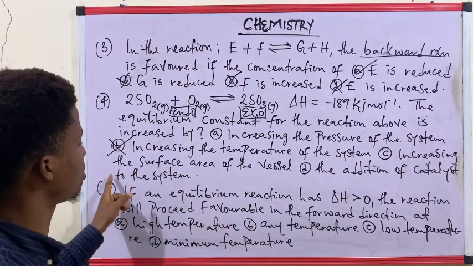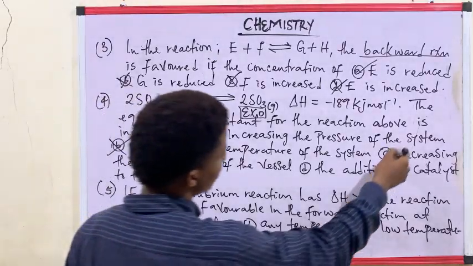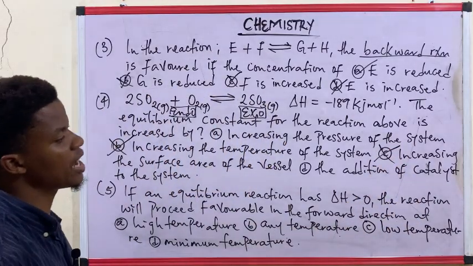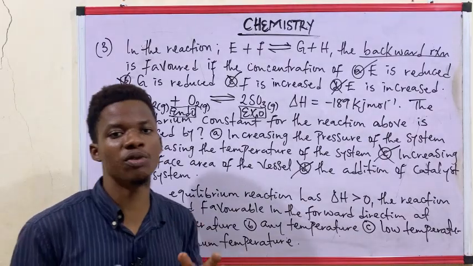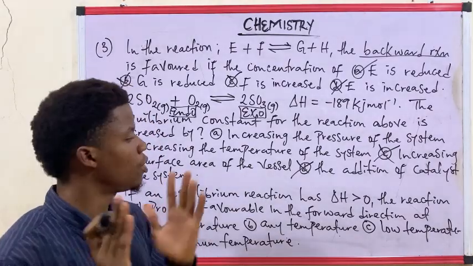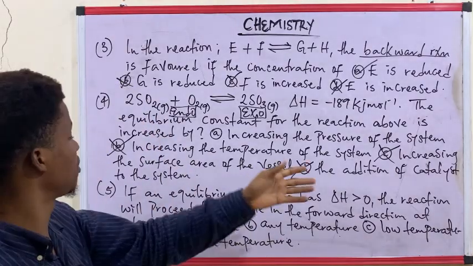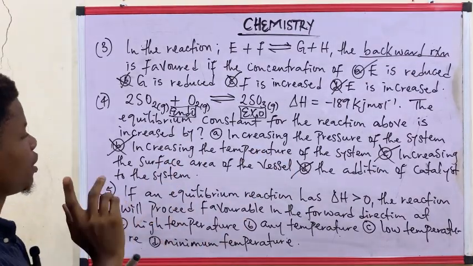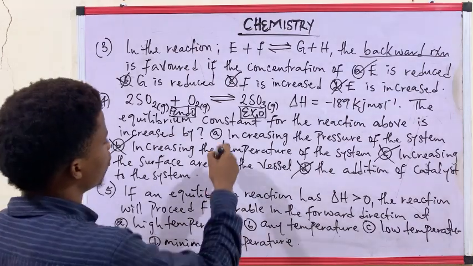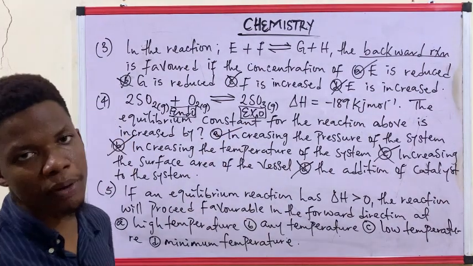C, increasing the surface area of the vessel. This one is totally out of it. And then D, the addition of the catalyst. I told us, catalyst has no effect on the equilibrium position of the reaction. So catalyst is out of it. Increasing the surface area is totally off it. So the option that makes a lot of sense is option A, increasing the pressure of the system.